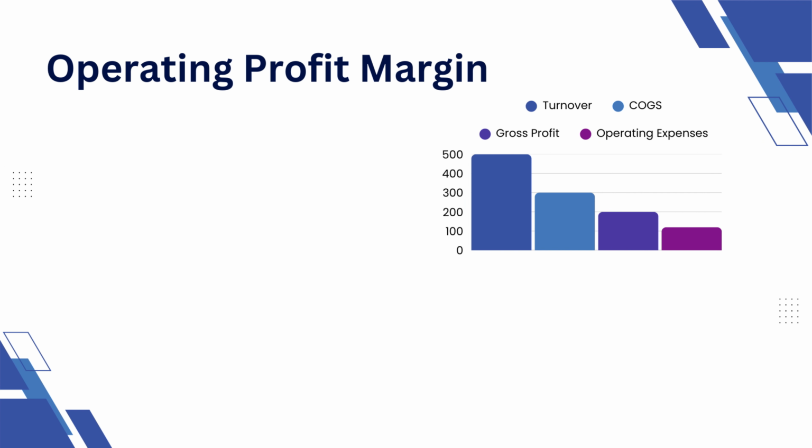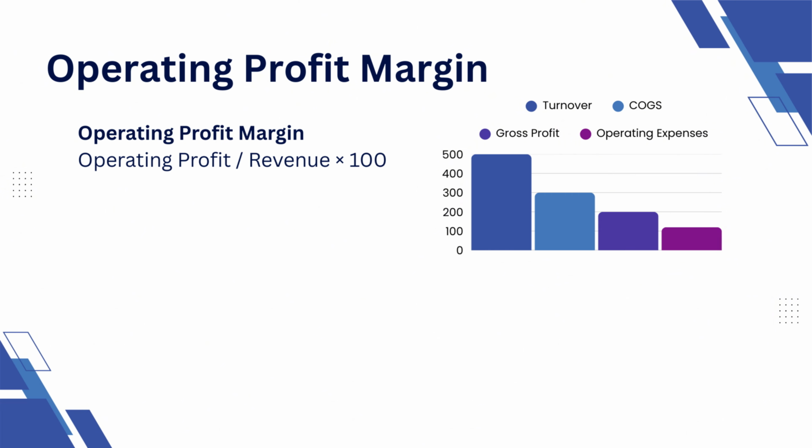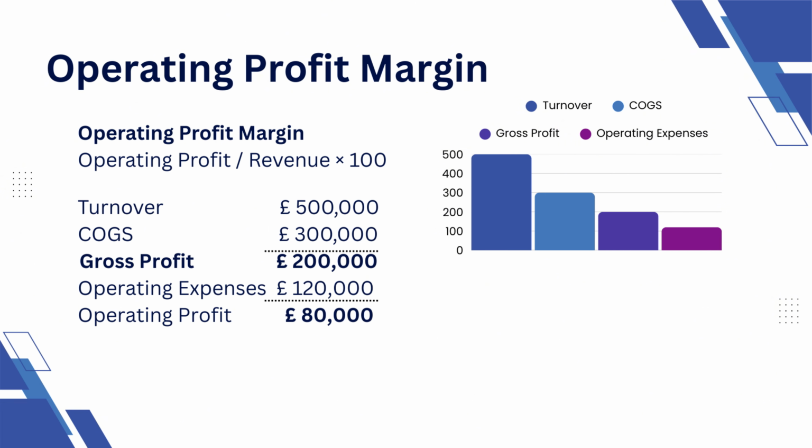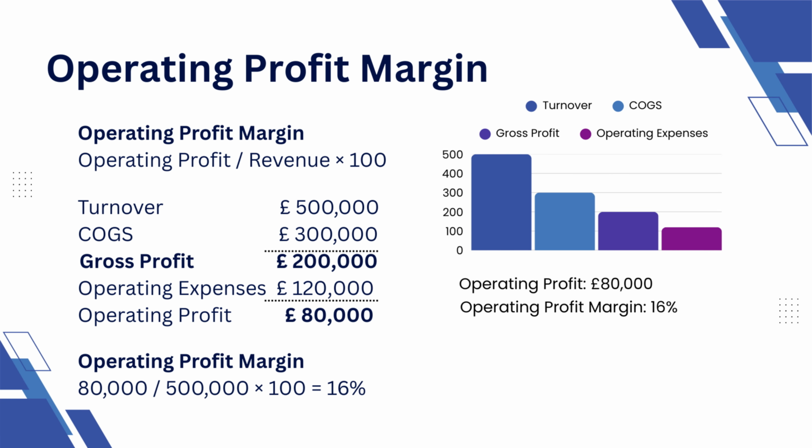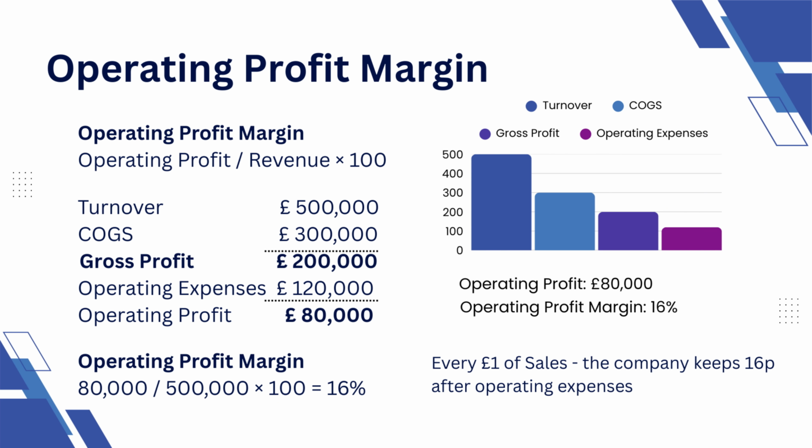Next, we have the operating profit margin. This ratio goes one step further than gross margin. It includes operating expenses such as salaries, marketing, and administrative costs. If the company has £80,000 operating profit from £500,000 sales, the operating margin is 16%. That means the company keeps 16 pence from every £1 of sales after operating expenses.